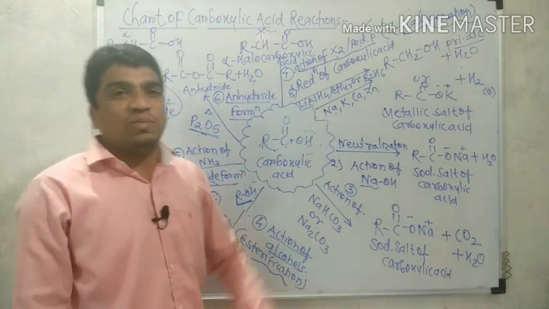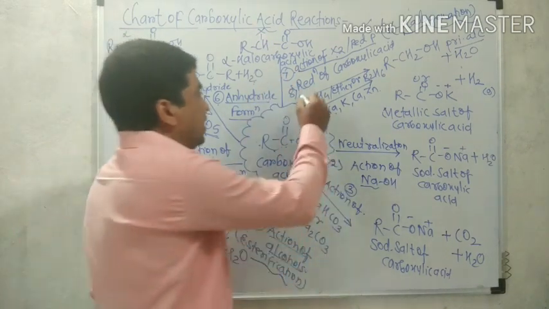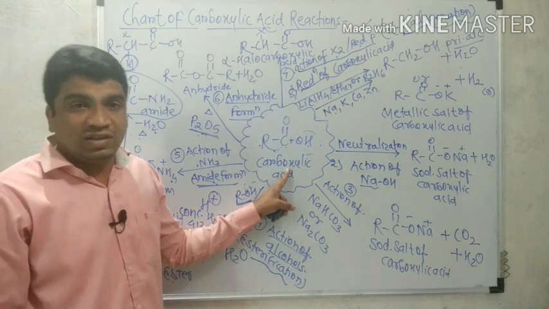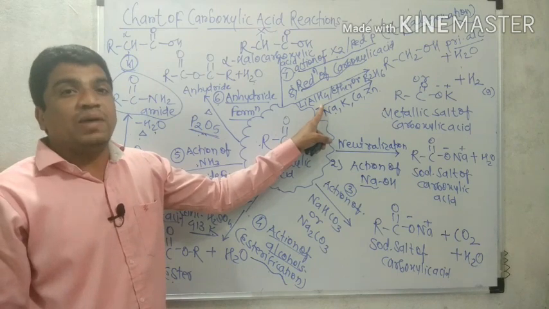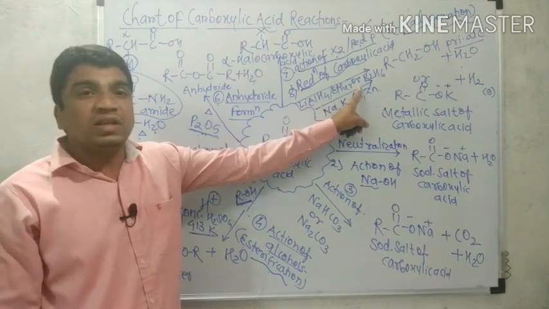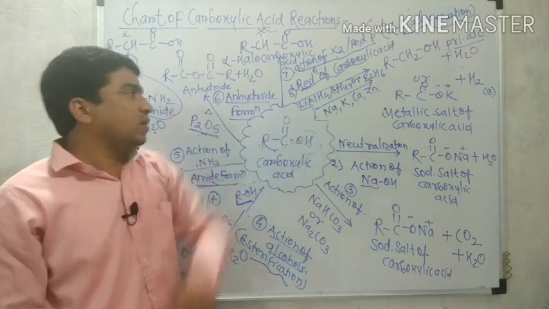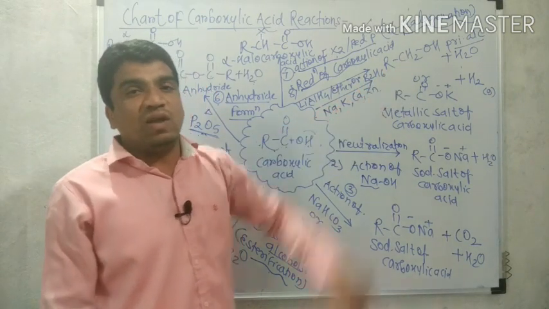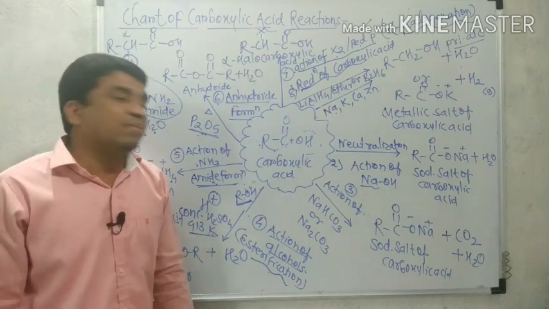And the last reaction of carboxylic acid is the reduction reaction. So reduction of carboxylic acid is carried out by using the reducing agent LiAlH4, lithium aluminum hydride in the solvent ether, or using the other option, that is B2H6 diborane. We obtain primary alcohol as product after reduction. So carboxylic acid is reduced into primary alcohol.